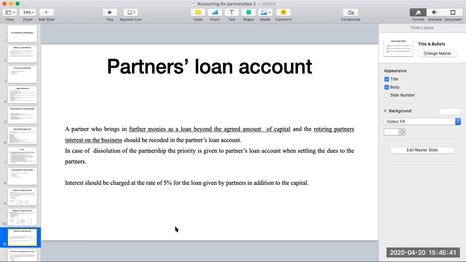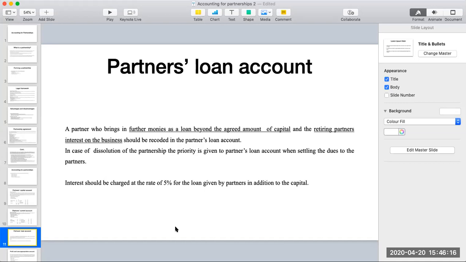Third one is partner's loan account. There are two instances where this partner's loan account is created. First one is if a partner is bringing additional money into the business as a loan. That is one instance where a partner's loan account is created.